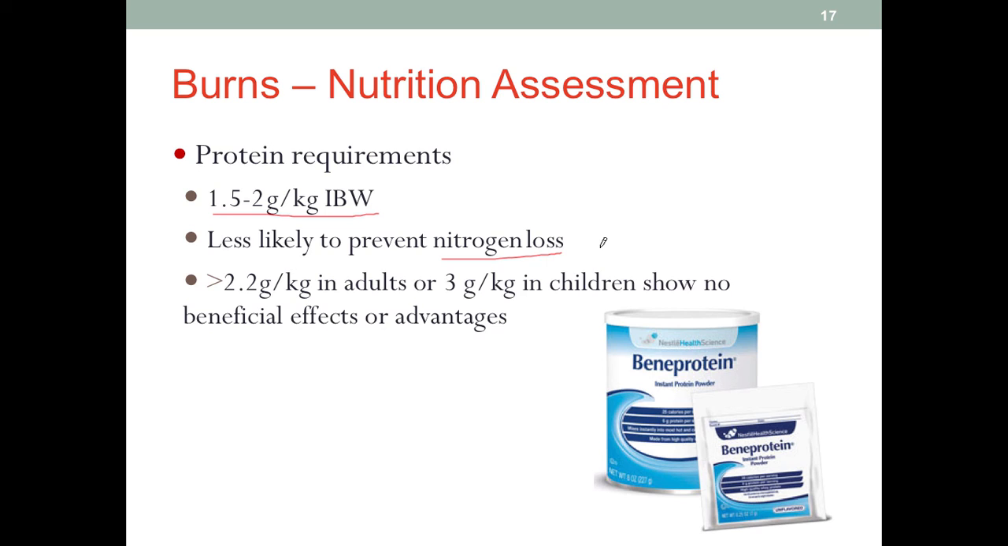Also, if we're talking about children, we may provide even higher amounts of protein because we know at that stage of life, children need more based on kilogram of body weight. They need more to support their normal growth and development. So when they suffer from burns, they will receive a higher protein allowance compared to adult patients. However, studies have shown no advantages in providing over 2.2 grams of protein per kilo in adult burn patients or 3 grams per kilo in children.